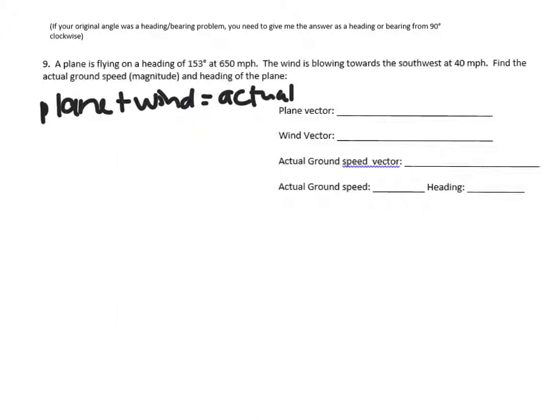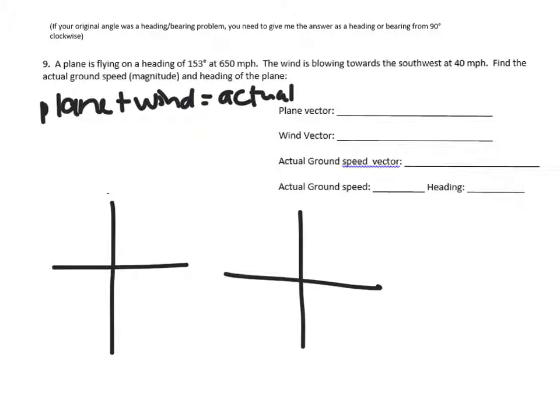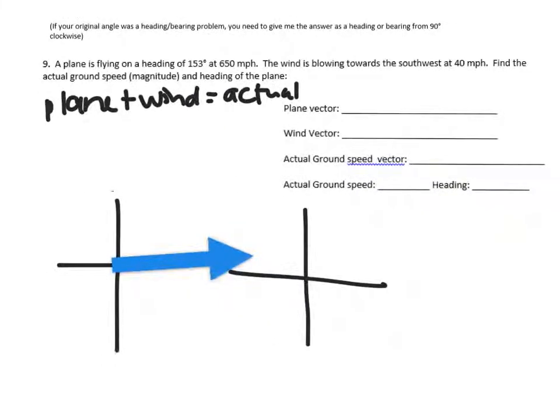So for my plane, this is my plane. Actually, let's back up. Let's do the angle first. I'm going to draw two different vectors, one for the plane and one for the wind. The plane is going on a heading of 153 degrees. So let's draw in a vector for that. Let's shorten this one. Okay.